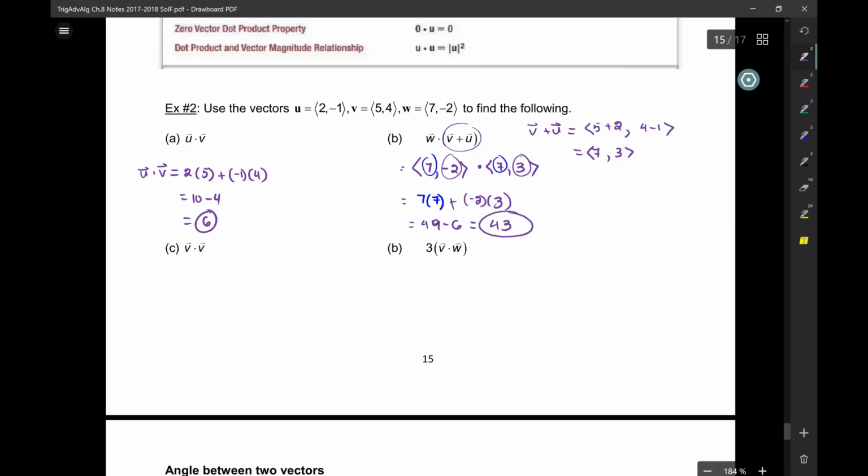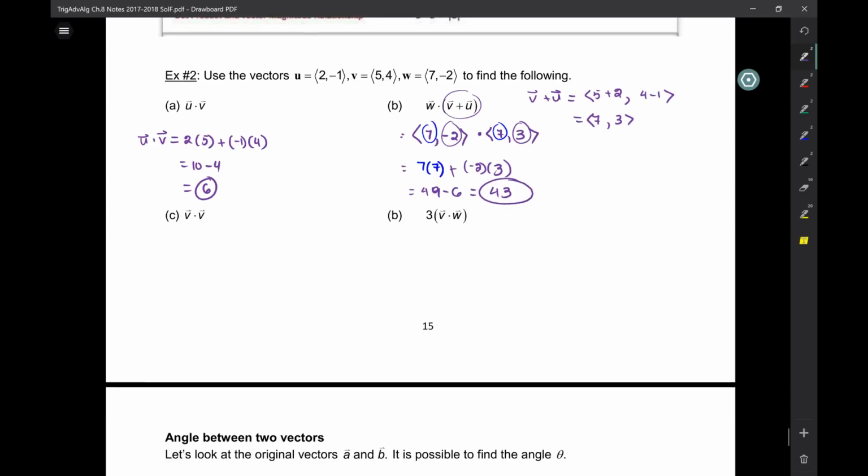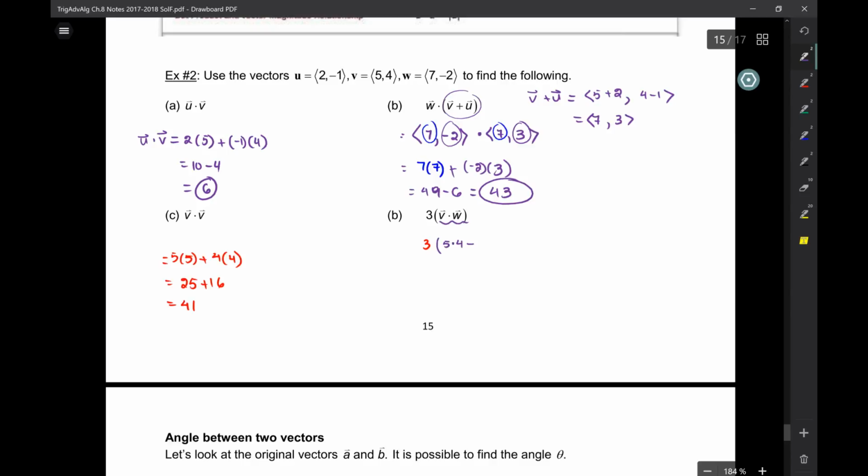All right, let's do v dot v. Same vector, like the dot product of v by itself. I'll give you like 30 seconds to do that one. So we get 41 for this one, and then we're going to do 3 times v dot w. First, v dot w: 5 times 4 plus 4 times negative 2.